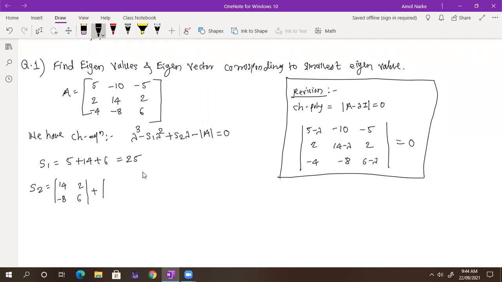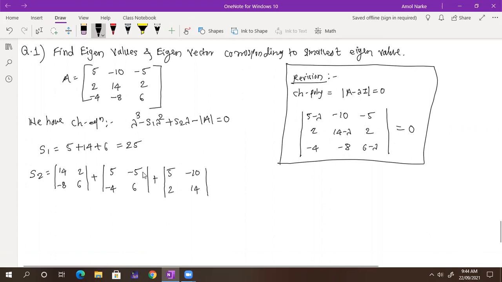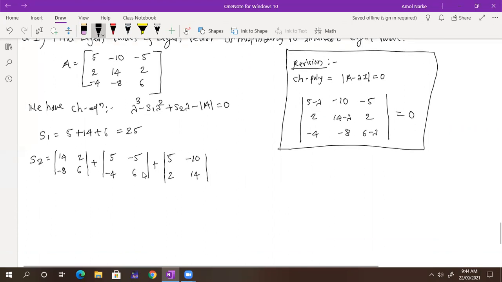What about the second diagonal element? That is nothing but the 14. So what will be its minor? 5, minus 5, minus 4, 6. Very good. Minus 4 and lastly 6. Am I correct? And again the minor of 6: again third row, third column deleted. So you will be remaining with 5, minus 10, 2 and 14. This is what you are getting. Now find out these values, all these sums and everything, and tell me what it comes to.